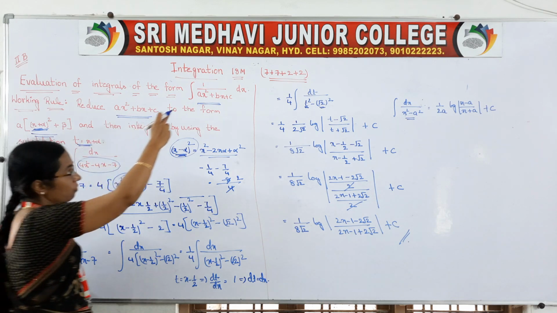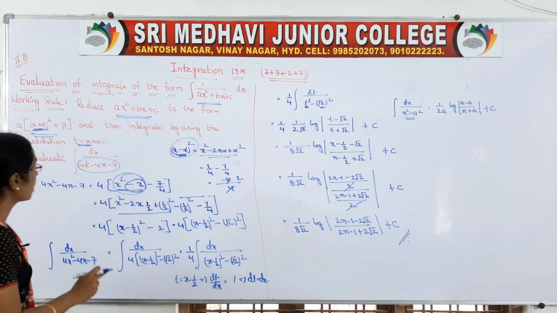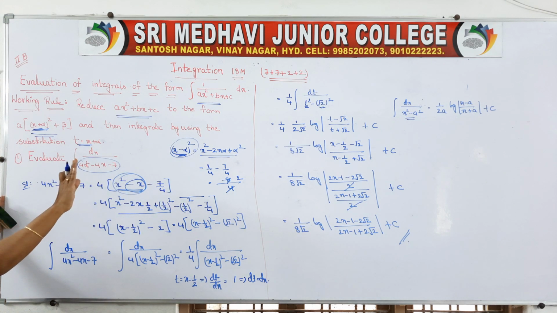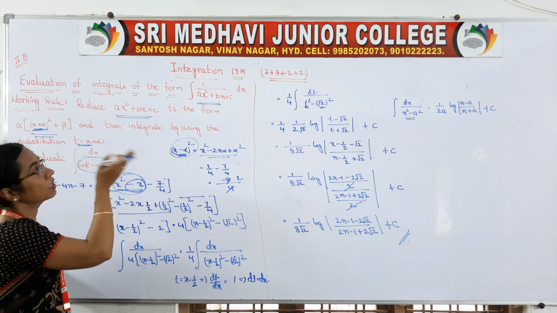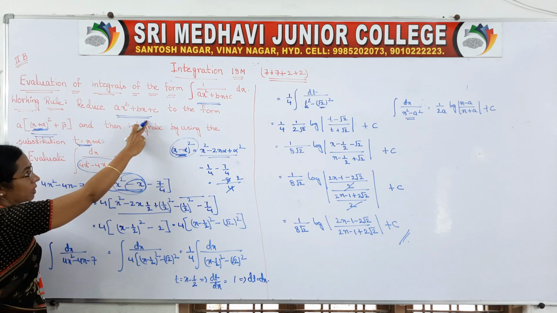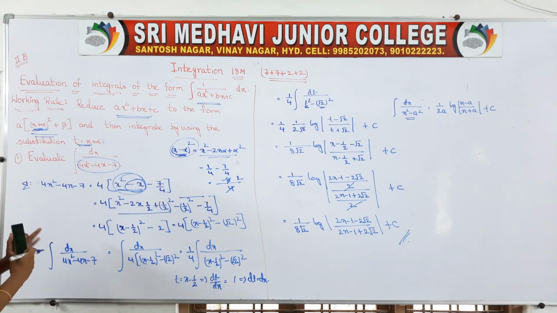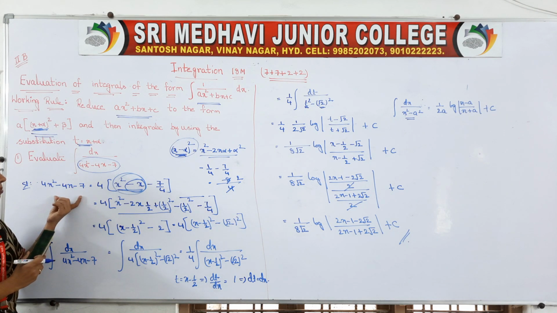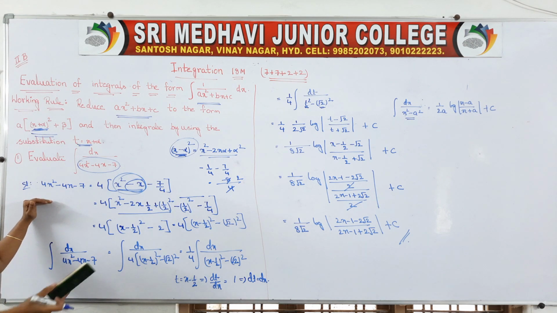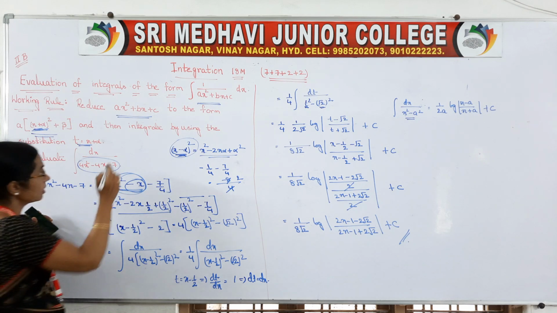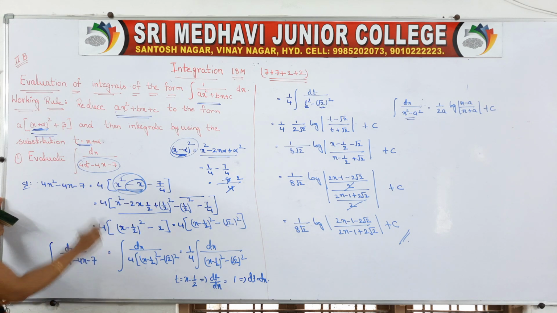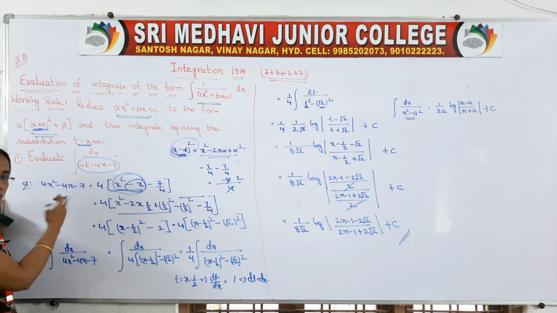What is the form? 1 by quadratic form. So the given question also is 1 by quadratic form into dx. Whenever it is in quadratic form downwards, we have to reduce that quadratic value ax square plus bx plus c into this form. So take that value 4x square minus 4x minus 7. First, a means any constant, that is the coefficient of x square, the multiple of x square. Here your multiple of x square is 4, take that 4 outside.